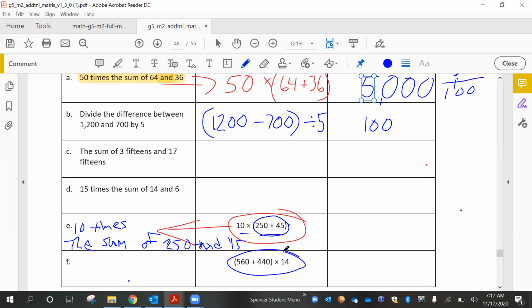So let's look at this one down here. Well, once again, we see an addition problem inside the parentheses. So we know it's a sum. So we can start with that. The sum, wow, that's supposed to say sum. The sum of, oh yeah, 560, and I hope you're listening to my words, not trying to read my writing, 440. But that was just what's in the parentheses. Then we gotta say times 14.